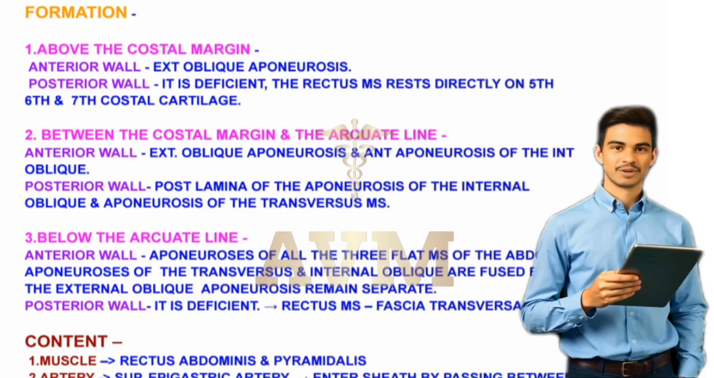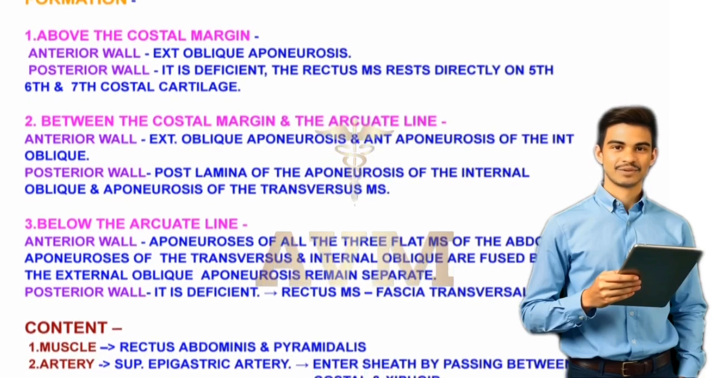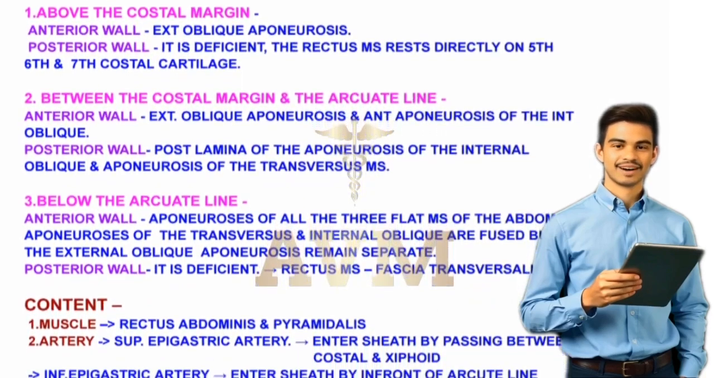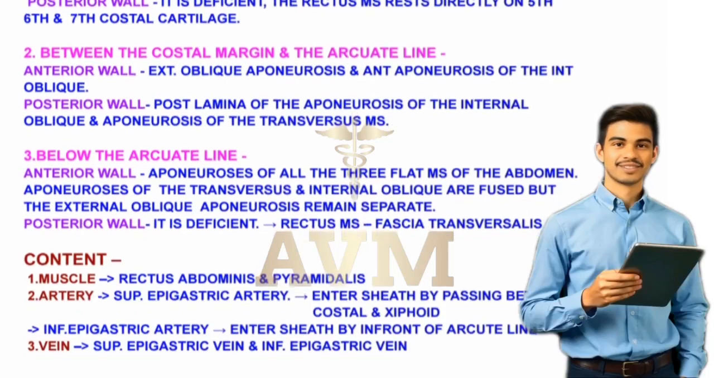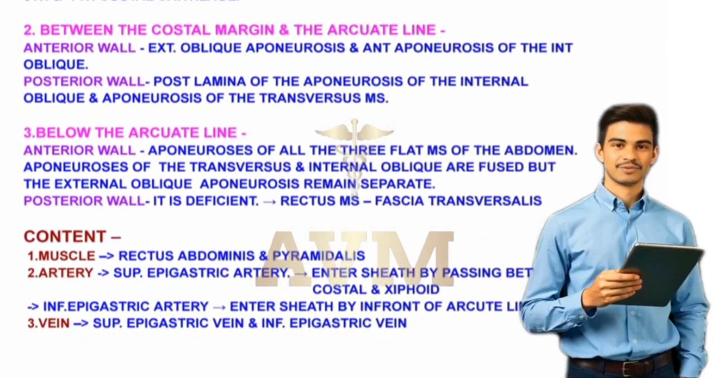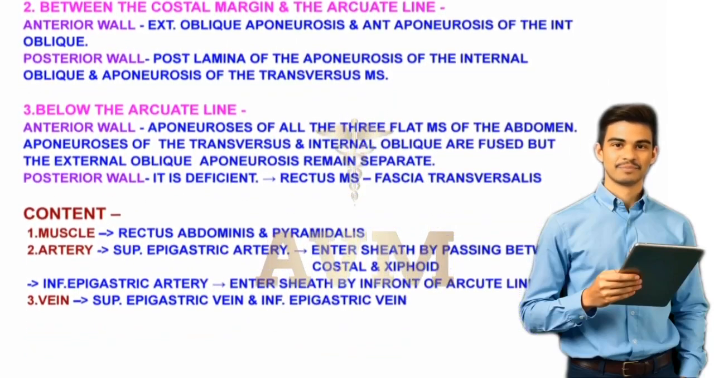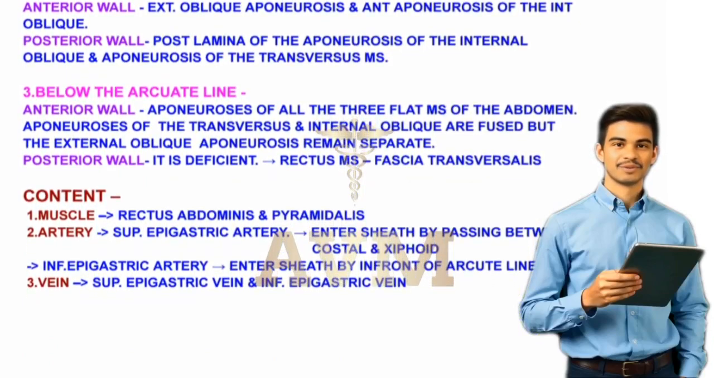Third one, below the arcuate line. Anterior wall, aponeurosis of all three flat muscles of the abdomen. Aponeurosis of transverse and internal oblique are fused, but the external oblique aponeurosis remains separate. Posterior wall, it is deficient. Rectus muscle, fascia transversalis.